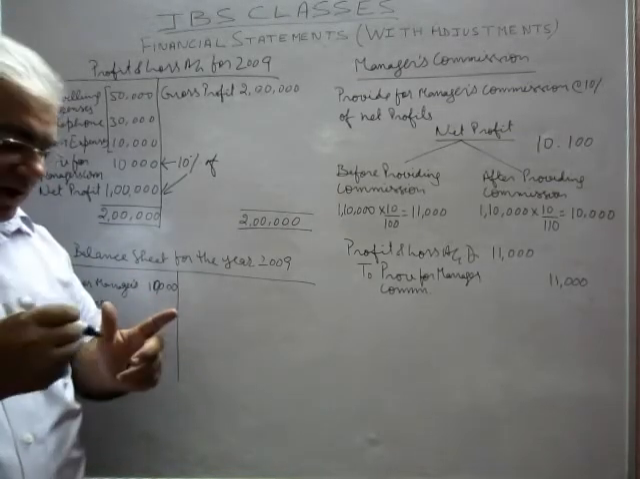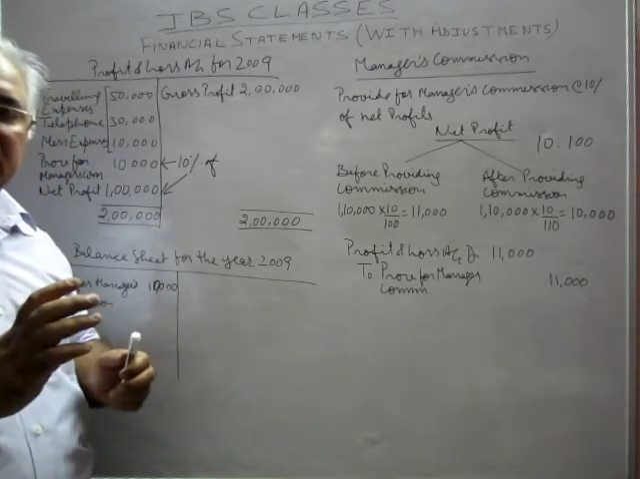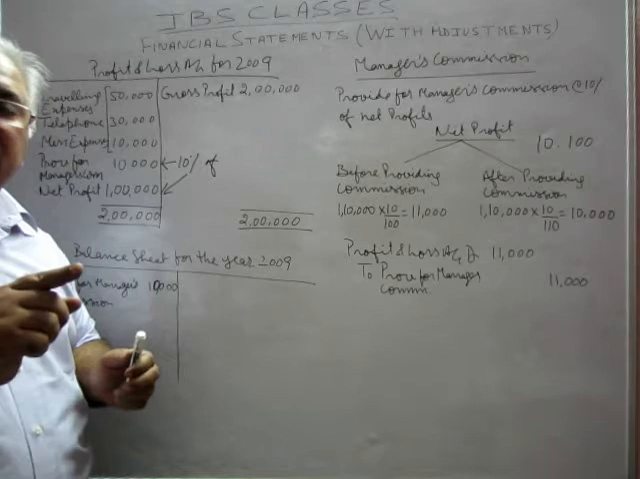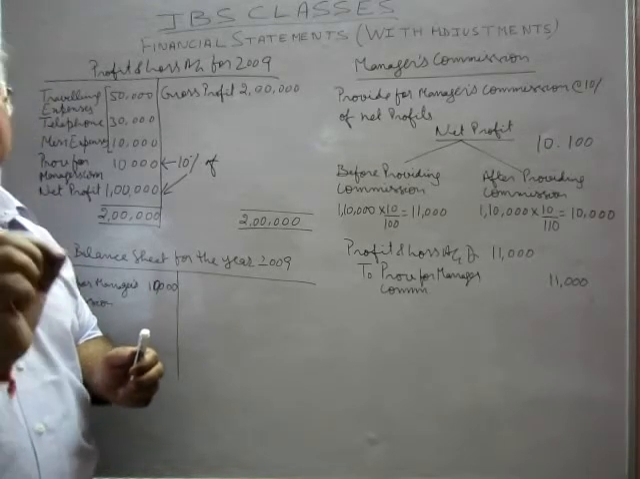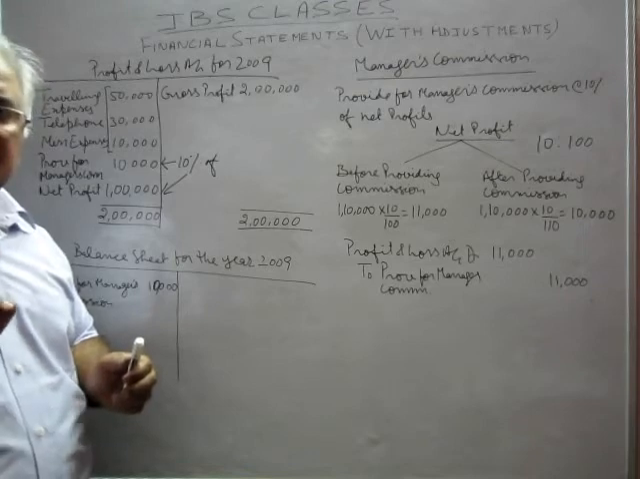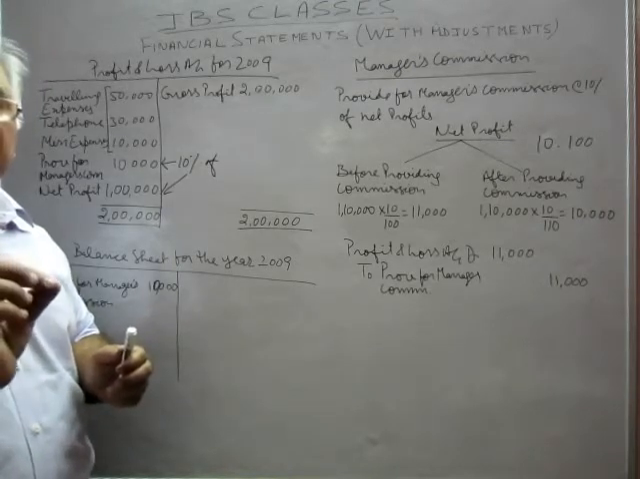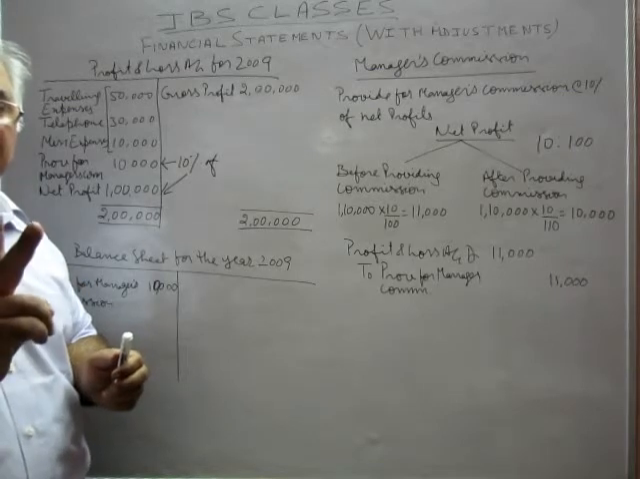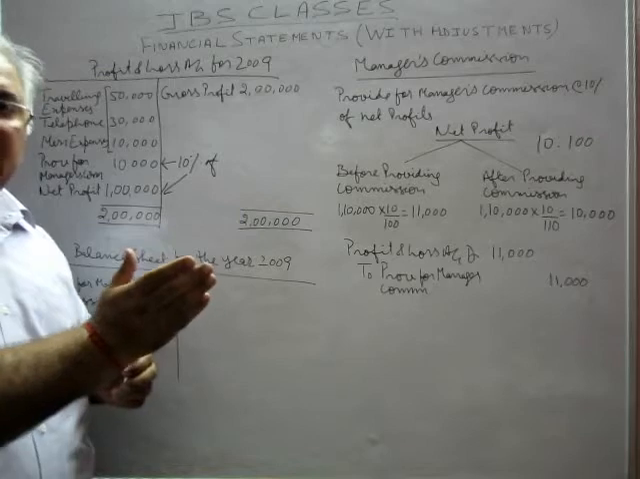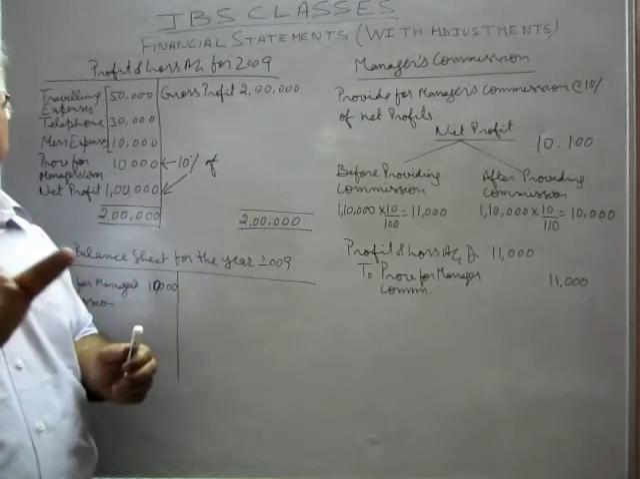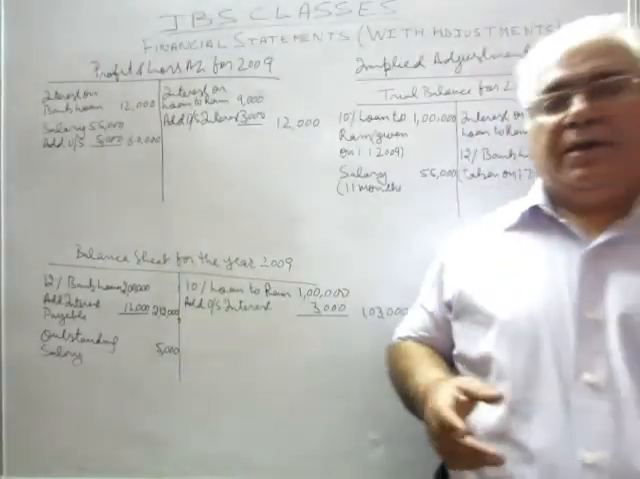Now again I will repeat that whatever the profit before providing for manager's commission should be multiplied by rate of commission divided by 100 plus rate of commission. And it simply means that we have to divide the profit before providing for manager's commission into two parts. One, whatever the percentage, that part, and the other 100 for net profit after providing for manager's commission.